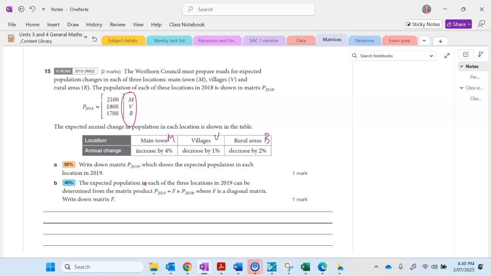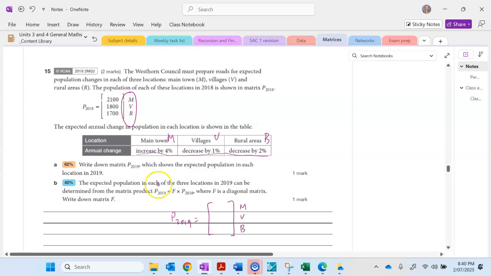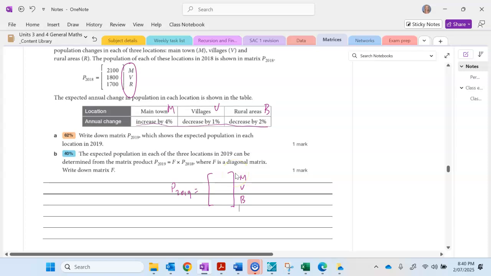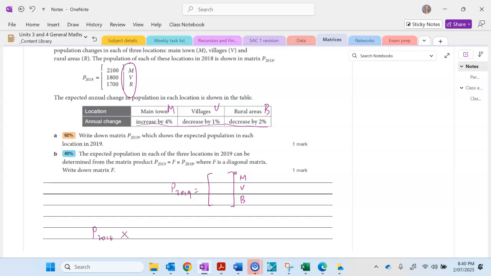So we're going to have to multiply. Just trying to think what the next part is. All right, we have to go and multiply by these things here. So we want P 2019 to be a 3 by 1 matrix. So we're going to take P 2018 and multiply that by, which is a 3 by 1.